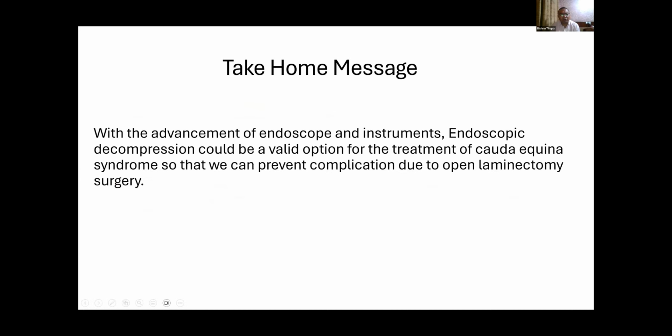Now the take-home message is that with the advancement of the endoscope and instruments, endoscopic decompression could be a valid option for the treatment of cauda equina syndrome, so that we can prevent the complications due to open laminectomy. Thank you.